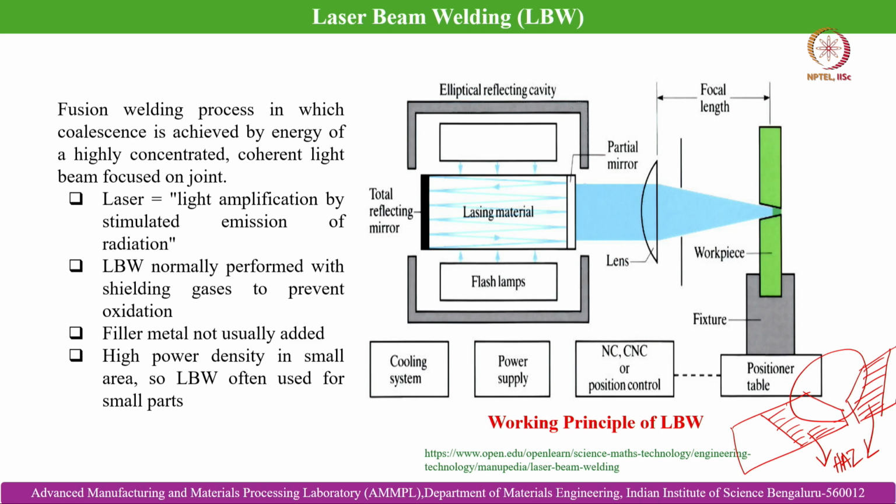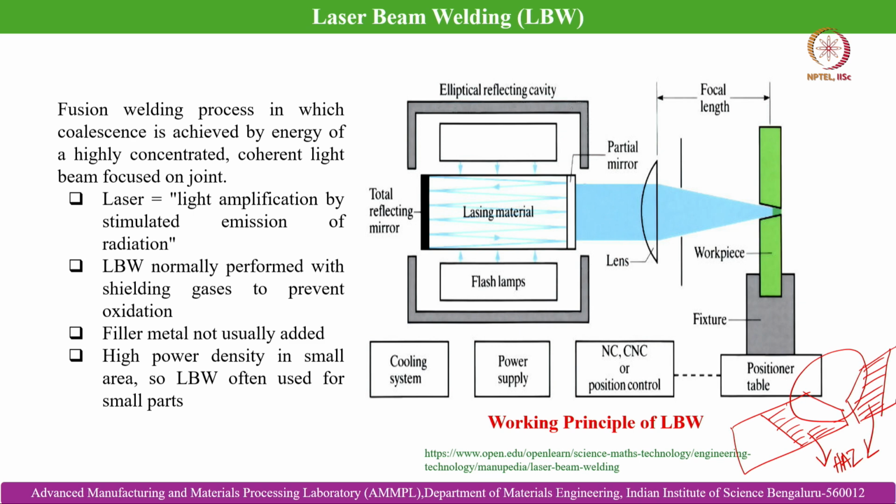So the effect of the welding process on the microstructure and properties of the parts being joined is minimum. That is why it is a technique where we can get cleaner joints, and filler metal is not usually added, with high power density in a small area. So it is often used for smaller parts, and it is normally performed with shielding gas to prevent oxidation.